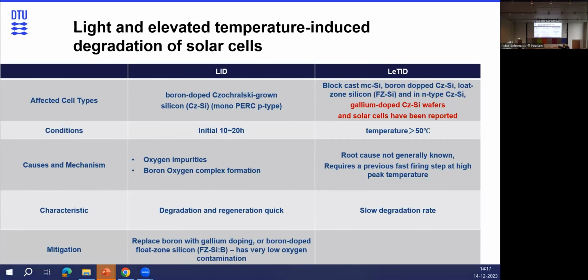So gallium doped CZ ingots seem to be the solution, and they fixed the LID. But as you'll see in a few slides, it seems to reignite the LETID in these gallium doped wafers. LETID, however, also affects other types of silicon wafers. But this work is mostly focused on the gallium doped one, which is kind of the solution to LID.